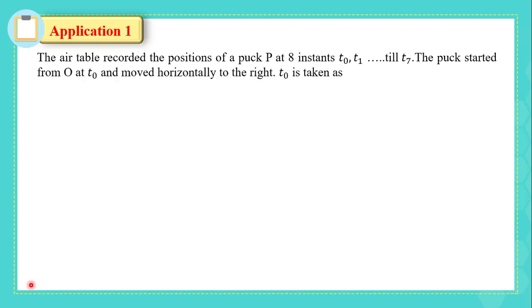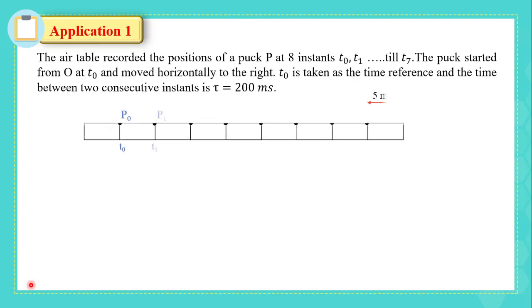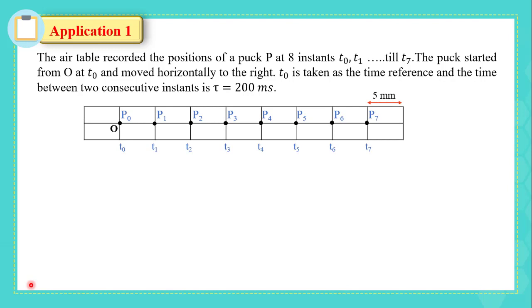Let's practice by solving the following application. But before we start, don't forget to pause the video and try to solve it by yourself. The air table recorded the positions of a puck P at 8 instants, T0, T1, etc. till T7. The puck started from O at T0 and moved horizontally to the right. T0 is taken as the time reference, and the time between two consecutive instants is tau equal to 100 milliseconds. Note that each one square corresponds to 5 millimeters.